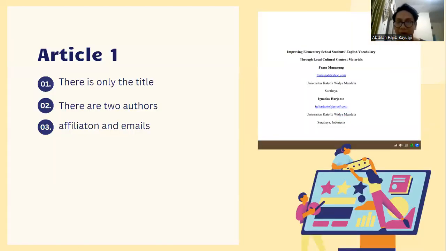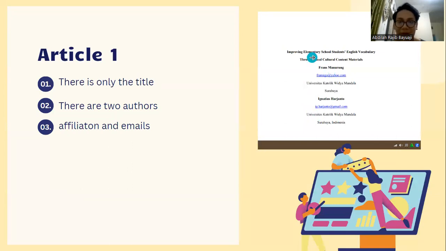Okay, now I'm going to do a comparison for the first article. The first article is about improving our elementary school students' English vocabulary through local culture content materials. As you can see in my PowerPoint here, I'm just listing the things that are written on the first page of the article. There is only a title, and only two authors. The authors are Franz Manurung and also Ignatius Harjananto, and also the affiliation and emails. The affiliation is from University Catholic Vidya Mandala, and the emails.